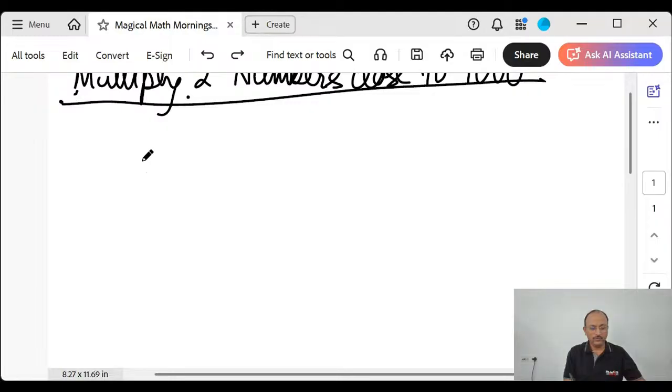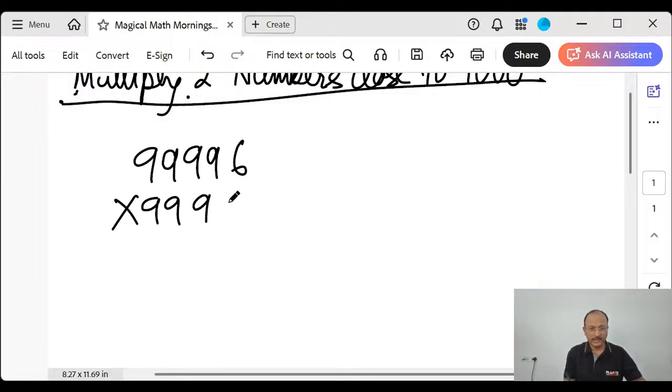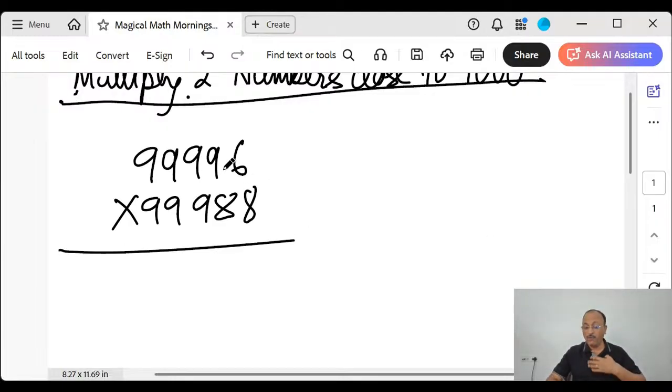I want to give 99996 into 99988. Two numbers less than 1 lakh I had given, not even 10,000. I have taken 1 lakh as the base. Correct? Try this.